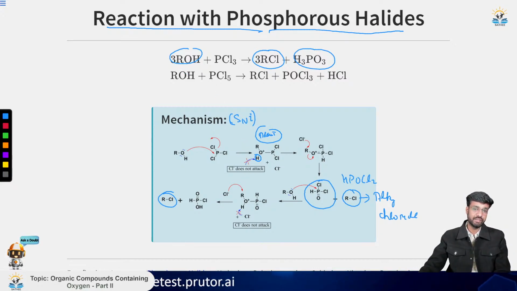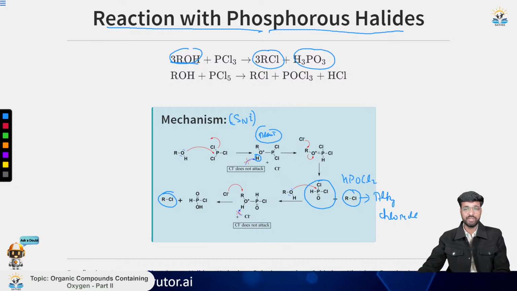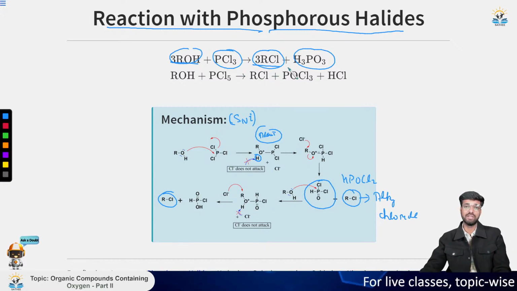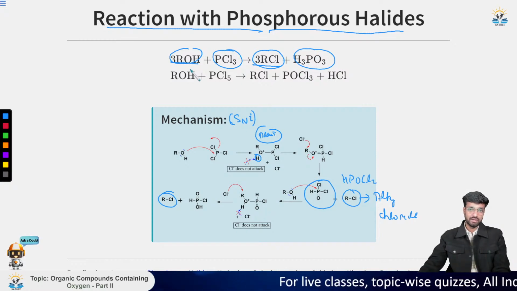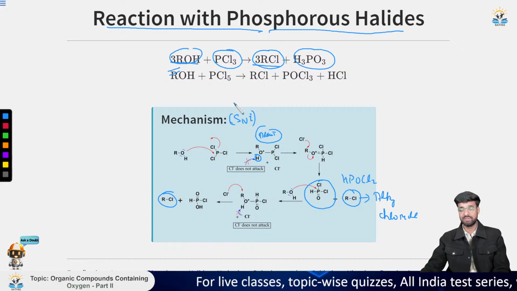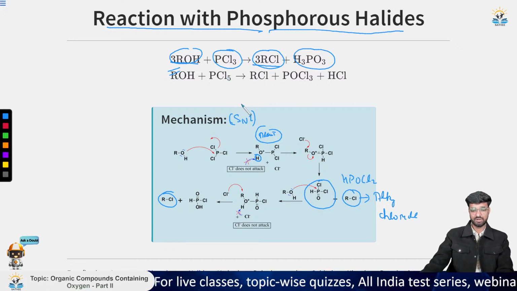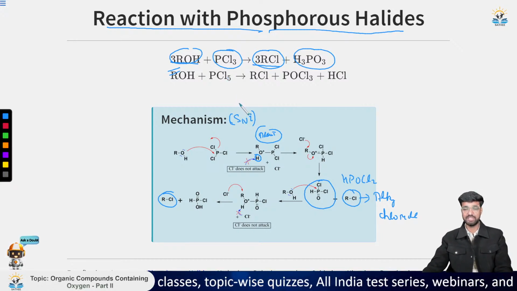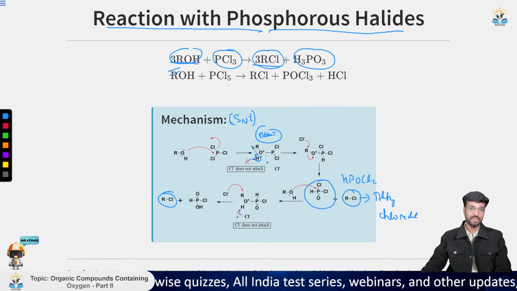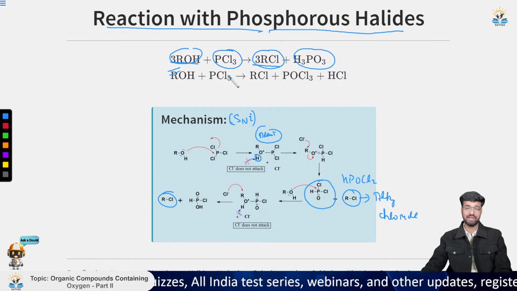So again an ROH will come and we will again get one RCl. So we take 3 moles of ROH and we get 3 moles of RCl by using 1 mole of this PCl3. Means each of this Cl is removed one by one and we get this 3 RCl plus H3PO3. Okay, so this acid is released. Now, I have not given the mechanism of ROH. You can do it by yourself. It is a kind of similar one, but there is one short change in it. So if you do the mechanism, you can find it by yourself. So this is the reaction with phosphorus halide.